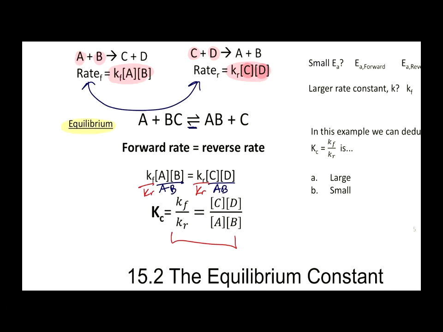I just told you it's products over reactants, but this is why it's products over reactants: because we're utilizing the rate laws of this elementary reaction where we say forward rate equals reverse rate. So that's where it comes from. On an everyday basis you're always going to think the equilibrium constant, big K, is equal to products over reactants, but this is why, because we rearrange the rate laws, and that's how we get it.